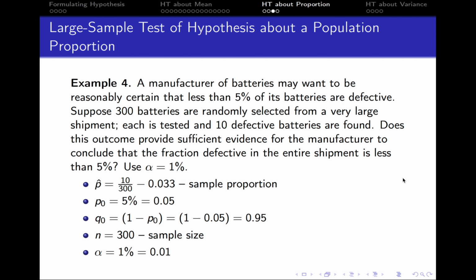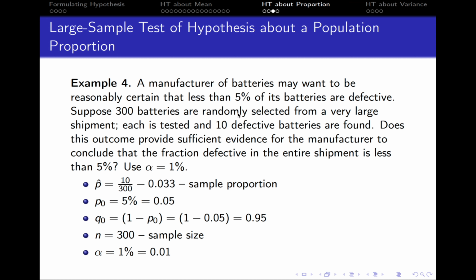Let's have a look at an example. A manufacturer of batteries may want to be reasonably certain that less than 5% of his batteries are defective. Suppose that 300 batteries are randomly selected from a very large shipment, each is tested, and 10 defective batteries are found. Does this outcome provide sufficient evidence for the manufacturer to conclude that the fraction defective in the entire shipment is less than 5%? Use a 1% significance level.